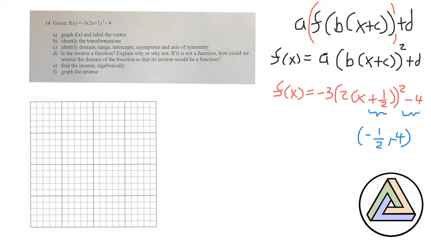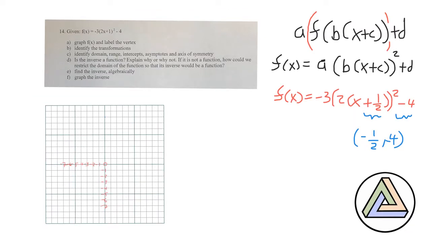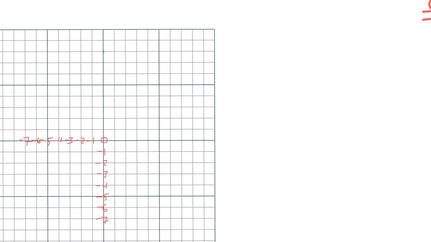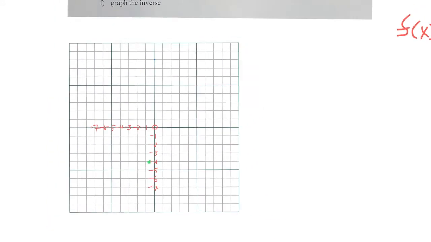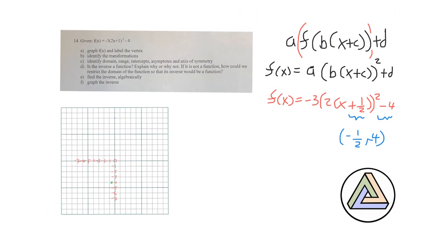So let me just sort of label this real quick. Okay, so we've got -1/2 comma -4. So I'm just going to zoom in and we're going to write the vertex there. So that's -1/2 comma -4. So that's right there. All right, zooming out. What else can we do?